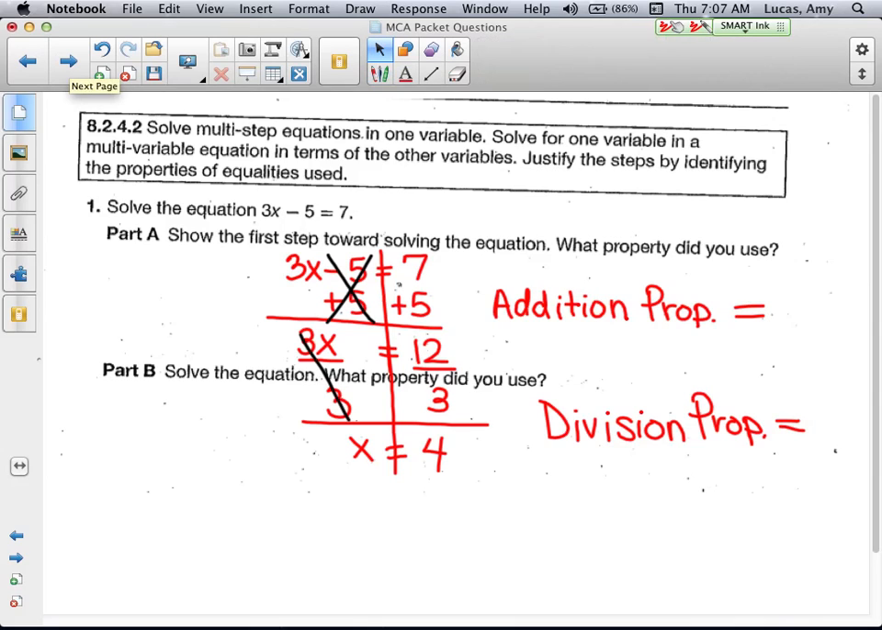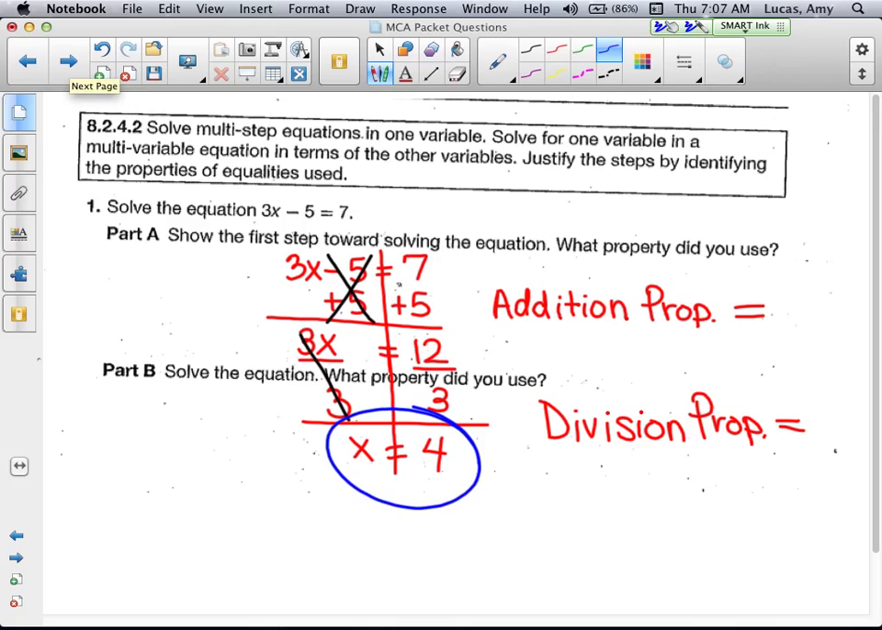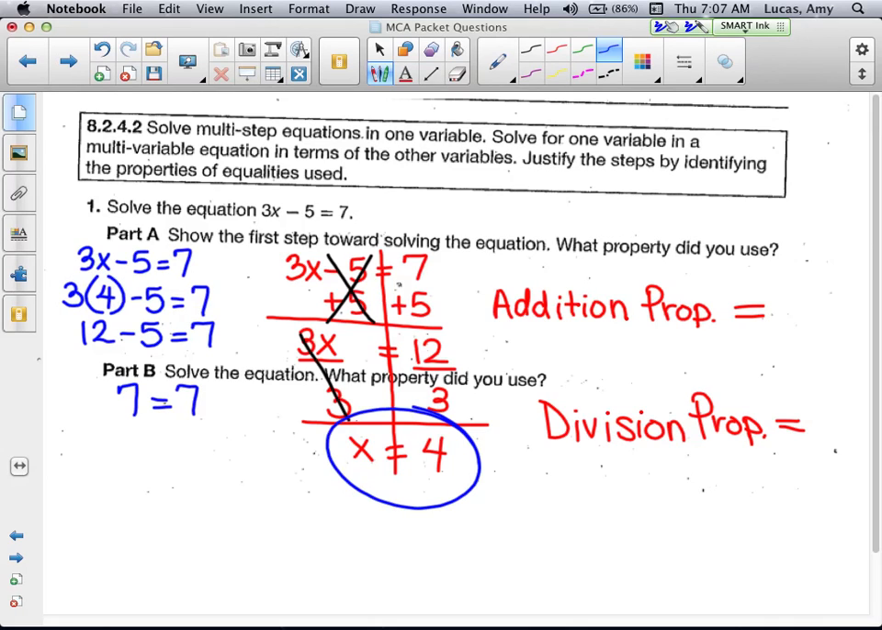If you wanted to check your answer, remember you could always take x equals 4 and plug it in your original equation to make sure that you've solved it correctly. Where the x is, you substitute the 4 from your solution. 3 times 4 is 12, using the order of operations, and 12 minus 5 is 7. So my solution checks out. x does equal 4.